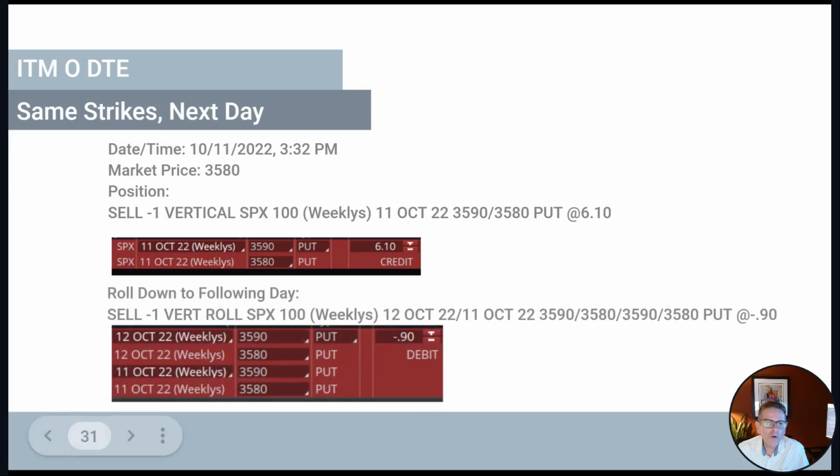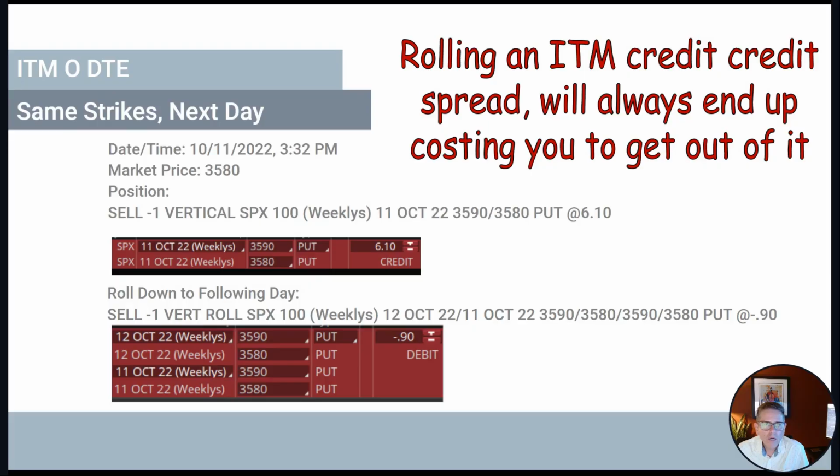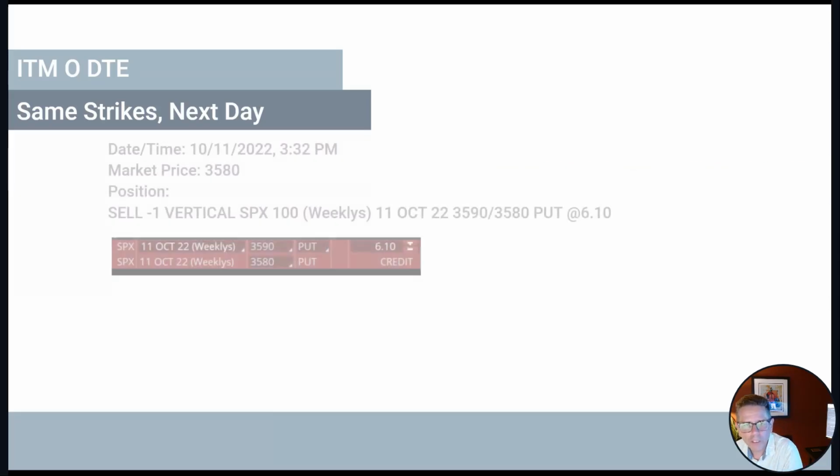All right, so here now, with the same strikes, you're actually getting a 90-cent debit. So that's a big change from $1.75 to a 90-cent debit, right? In the money. And these are the same strikes. So not fun, because what happens is you're going to eventually have to probably widen this spread in order to get back to profitability. So rolling in the money credit spreads will always give you additional debits to manage.